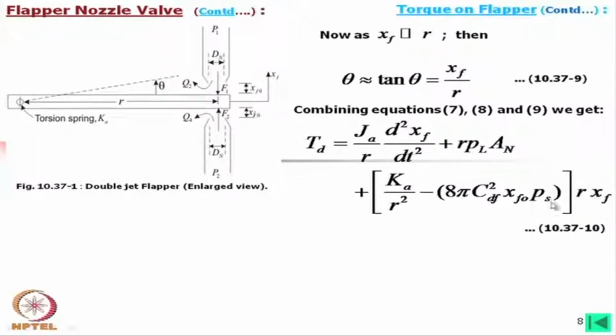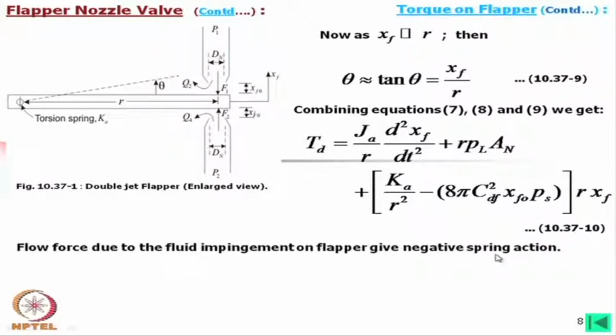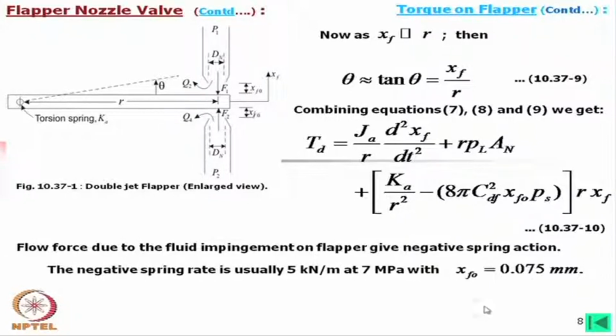You can have a look into these equations, and this equation is used for estimating the torque. Flow force due to the fluid impingement on the flapper gives negative spring action, which we have already learned. The negative spring rate is usually 5 kilonewton per meter, and at 7 megapascal with x f 0 is 0.75 millimeter. You see how small it is, even less than 0.1 millimeter.